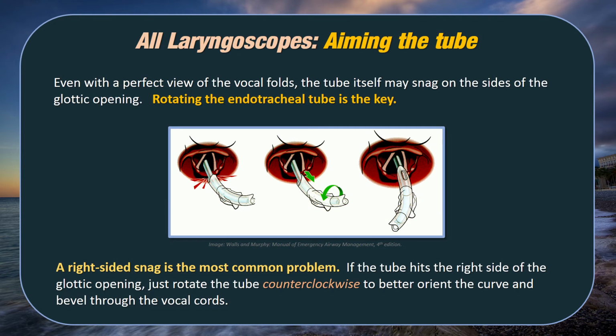Sometimes even the most experienced intubators may have difficulty even with a great view of the vocal cords, and so this is something that we want to discuss. Once we get to the glottic opening, rotating that ET tube is sometimes the key. Some of the anesthesia literature suggests that the right side snag would be the most common cause of not being able to get the tube in. We could rotate the tube counterclockwise to get a better orientation of the curve to where the bevel is going to follow in through the vocal cords.